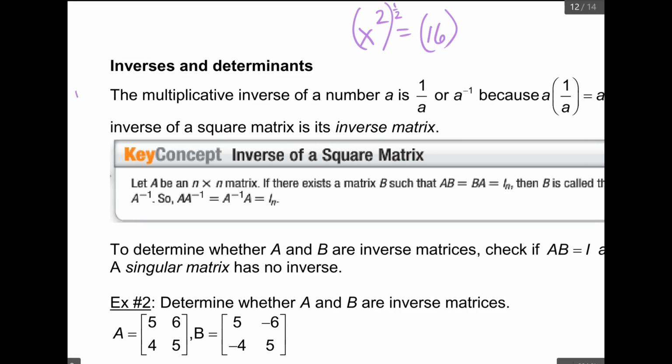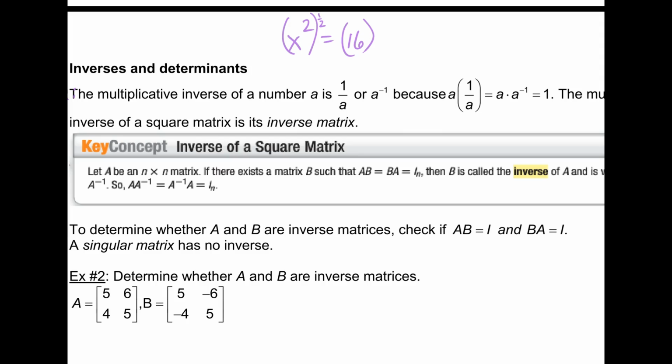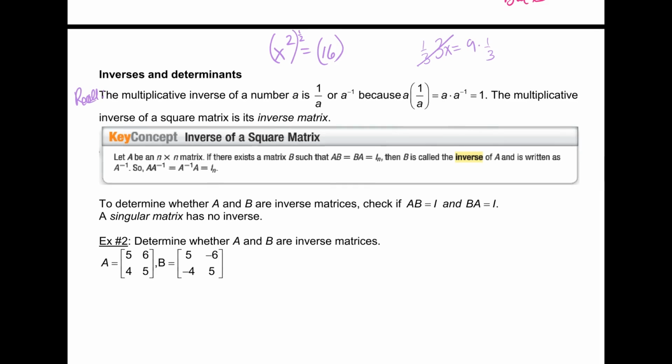So this first part should just be a little review. Recall the multiplicative inverse of a number is just 1 over A. If you have 3x equals 9, how do you get rid of the multiplying by 3? Multiply by the inverse, which is 1 over 3. Dividing by 3 is the same thing as multiplying by a third; it's the inverse that makes it cross out. That's all this is saying. The multiplicative inverse of a square matrix is the inverse matrix.